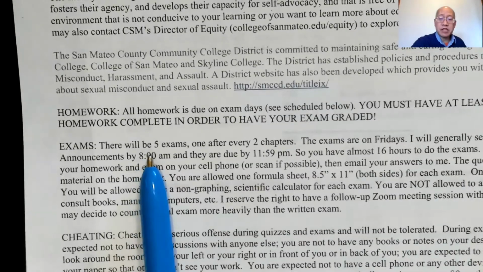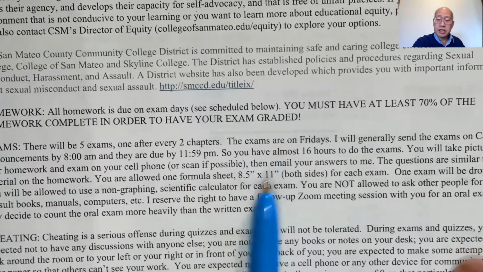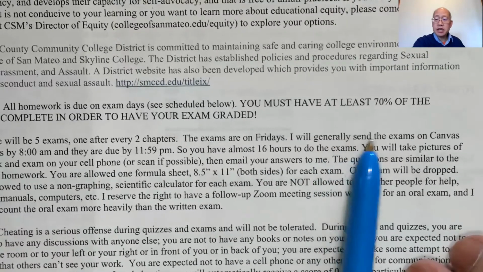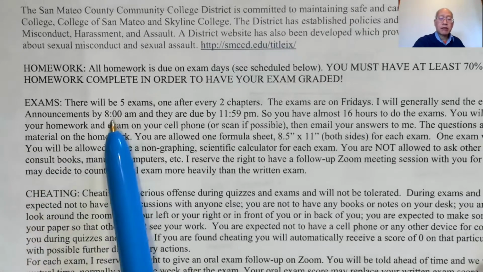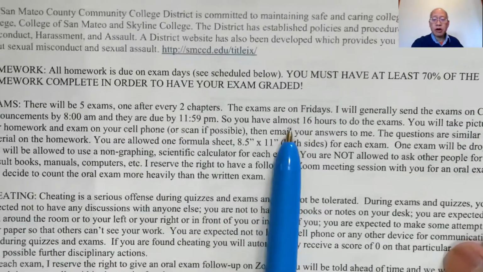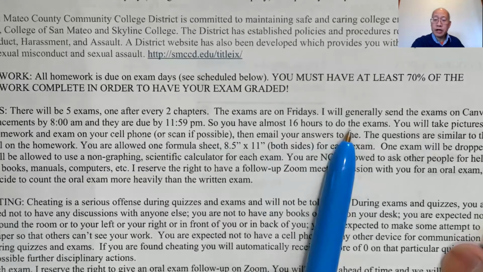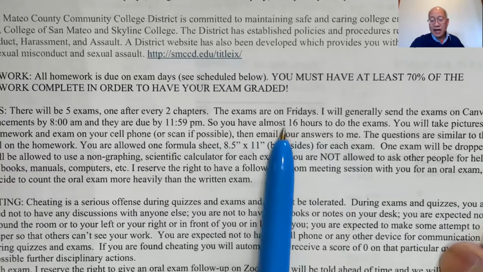Okay, exams. There are 5 exams, one after every 2 chapters. The exams are on Fridays. You've got the schedule. I will generally send the exams on Canvas announcements around 8 in the morning. They're due by 11:59 p.m. that evening. So you have almost 16 hours to do the exam. You can pick when you want. They're meant to be 1-hour exams. Even if you're a DRC person and you need more than an hour, you've got 16 hours to do the exam.